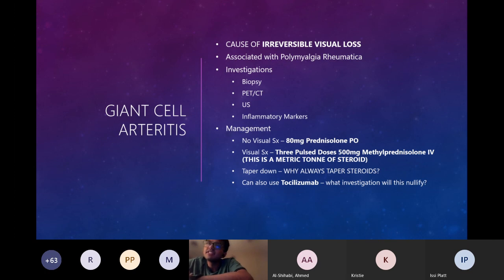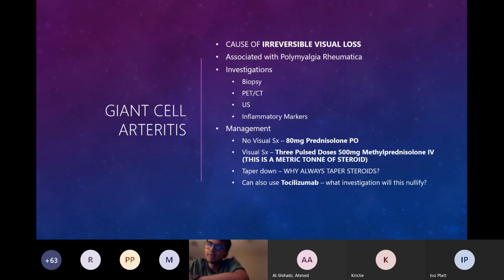And your investigations for GCA aren't important, to be honest. You're going to do inflammatory markers first off, and then you've got these three different, more specific tests. Realistically, if you're confident that it's GCA, you don't care about the results of these tests. You're just going to treat it as GCA.